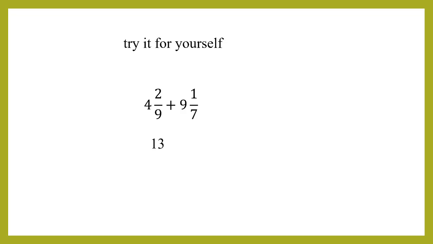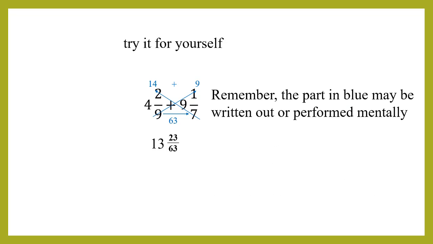4 plus 9 is 13. 7 times 2 is 14, plus 9 times 1 is 9. 23 is the numerator of the answer. 9 times 7 is 63, so 63 is the denominator of the answer. If we look at this, the answer will not simplify. Remember, the part in blue may be written out or performed mentally.